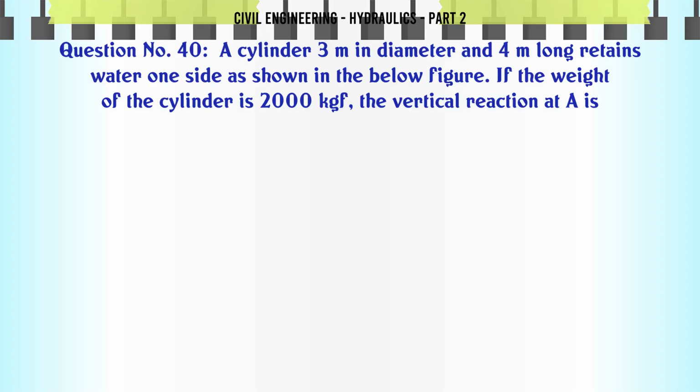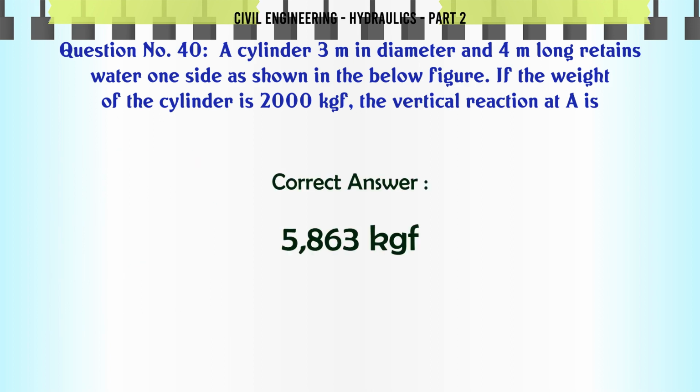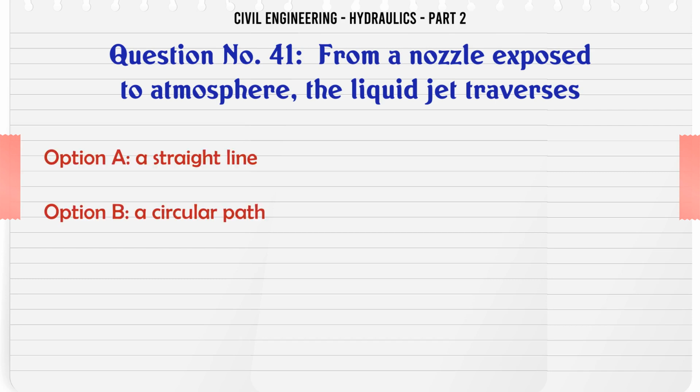A cylinder 3 m in diameter and 4 m long retains water on one side as shown in the figure. If the weight of the cylinder is 2000 kgf, the vertical reaction at A is A. 14137 kgf, B. 5863 kgf, C. 20000 kgf, D. 18000 kgf. The correct answer is 5863 kgf.